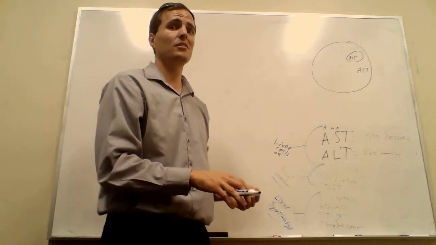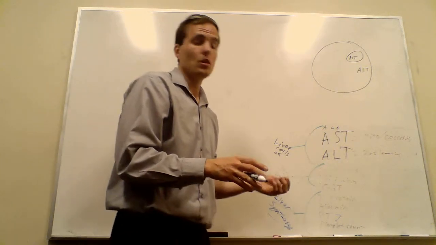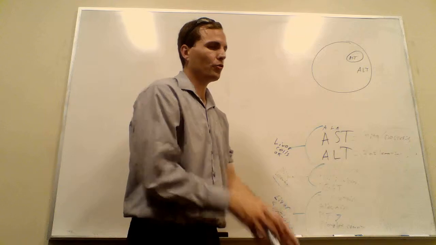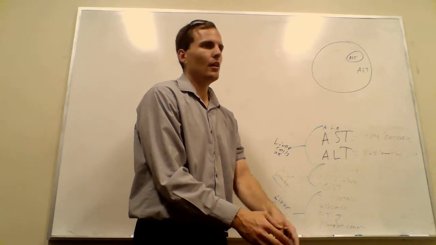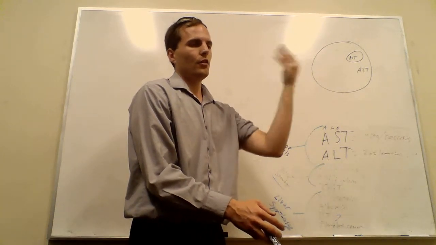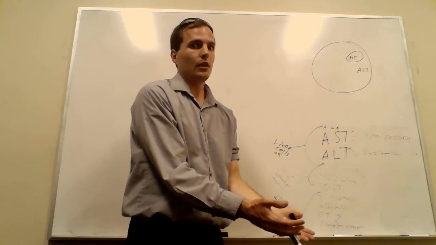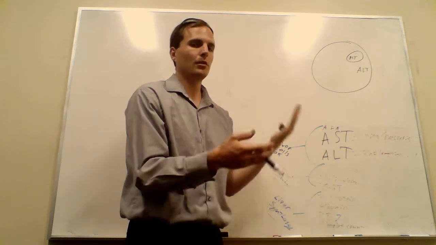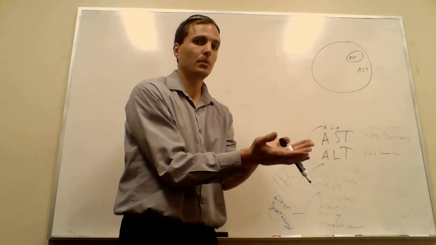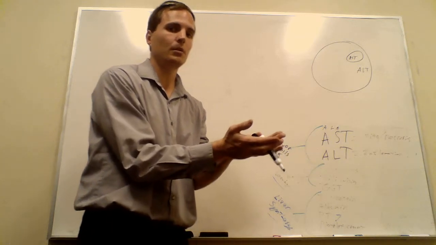GGT is like, that shouldn't be high ever. But all 3 of those are supposed to go out in the bile if they exist. And if they can't go out in the bile, they'll show up in the blood. So if we see them in the blood, it means the garbage chute is plugged. So the bile duct is plugged.